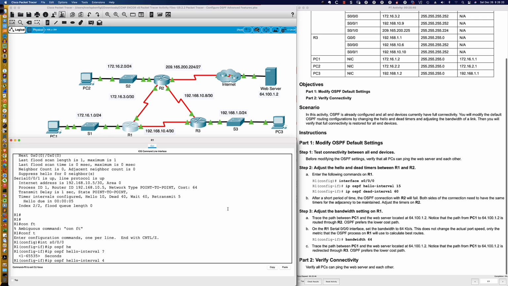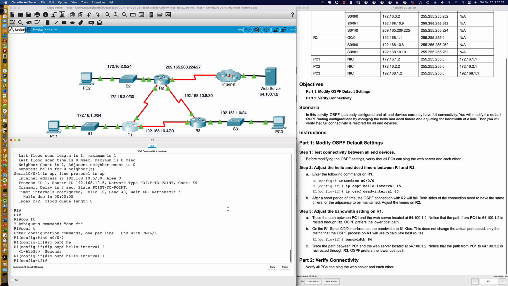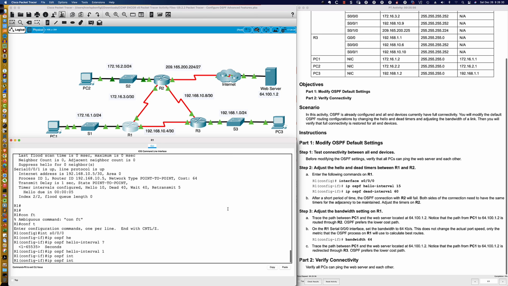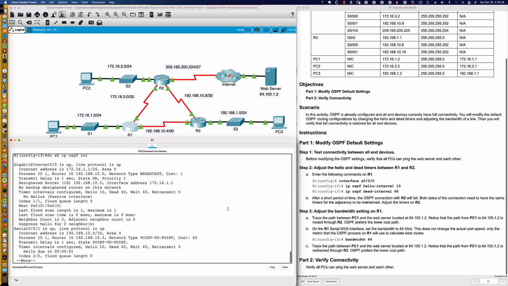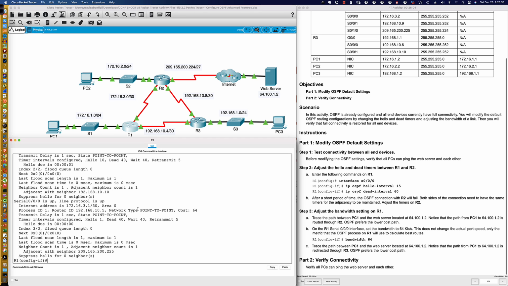Or would we have to change it? Well, let's do this. I'm going to say IP OSPF hello interval 1. Then we're going to say show IP OSPF interface. And take a look at what's happened on the serial 0/0/0 interface. The hello interval has changed, but the dead interval has not. So now we're going to have to change it.